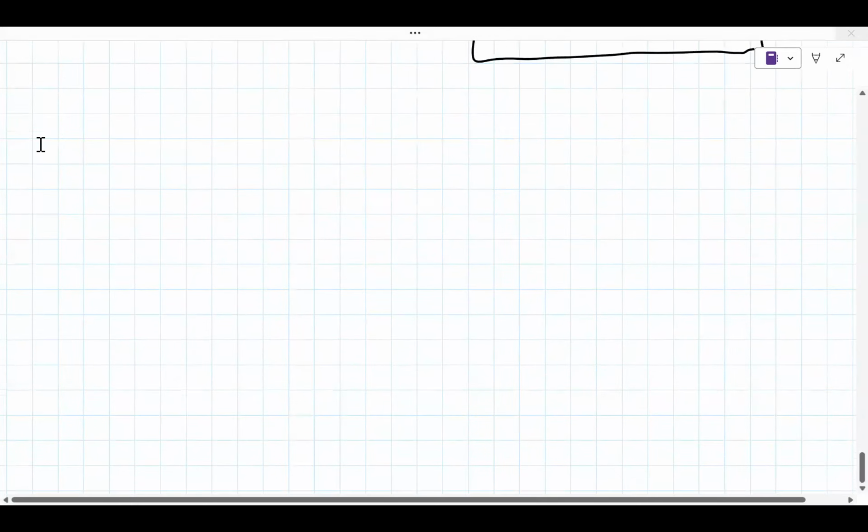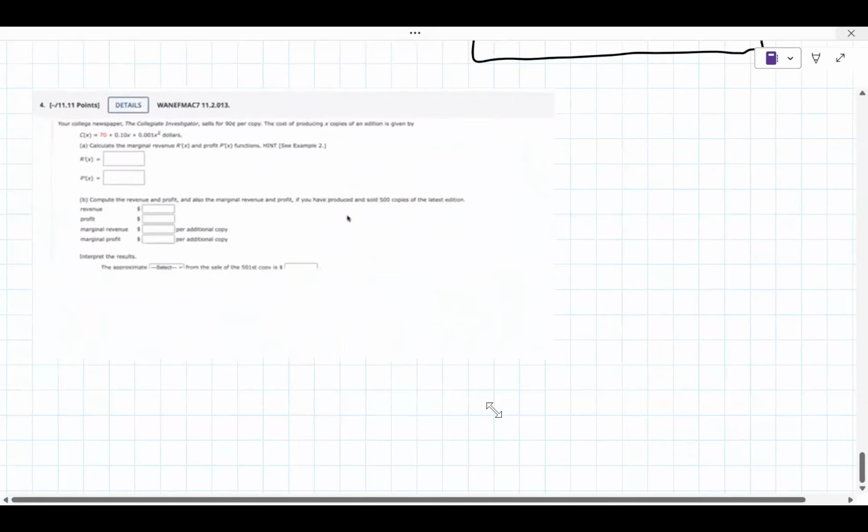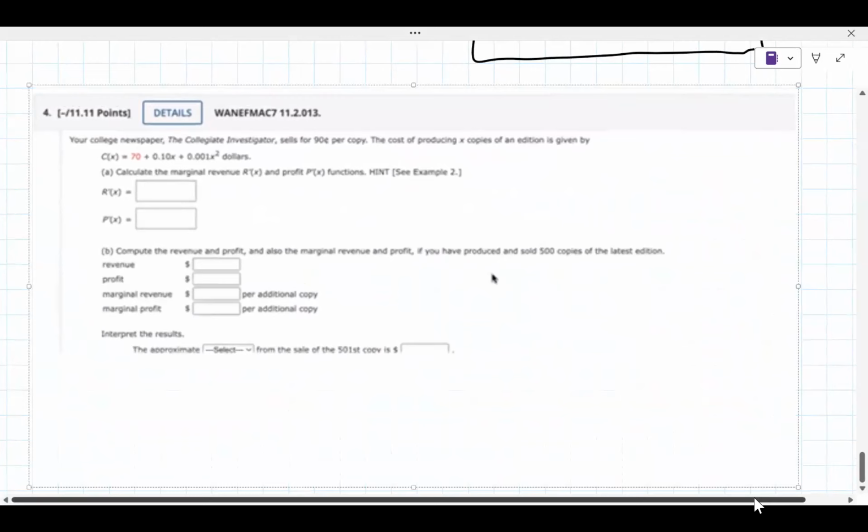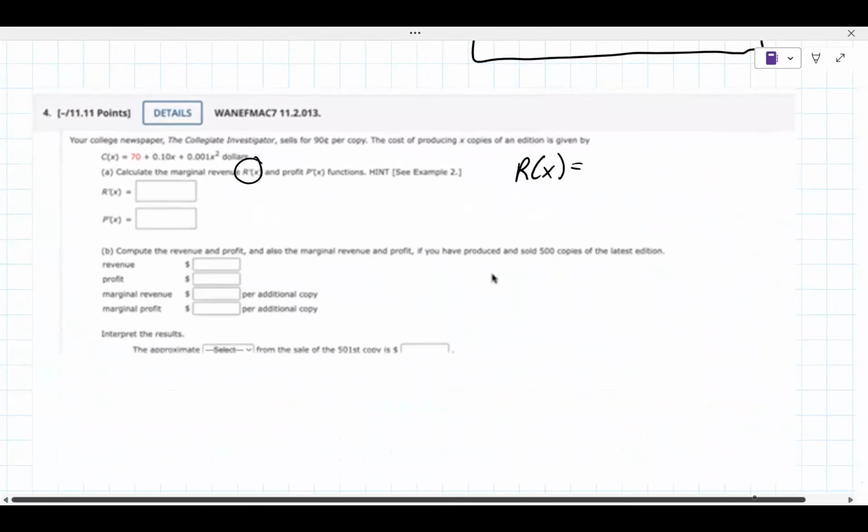Number 4 here. They look kind of overwhelming, but they're just stepping you through the various things here. So the revenue R prime here is based on the revenue function. The revenue function is not given this time, but you know that it's 90 cents per copy, which is 0.9 times X. That's your revenue function. Every time you sell one, you get 90 cents. R prime of X, the derivative, is 0.9. Right, got it.